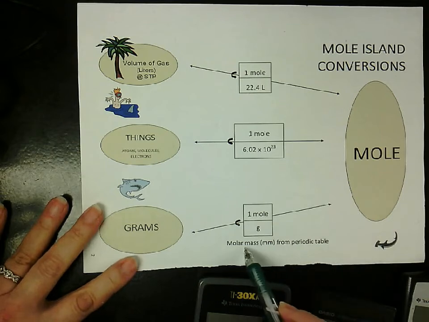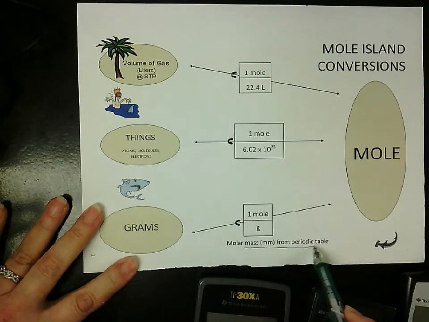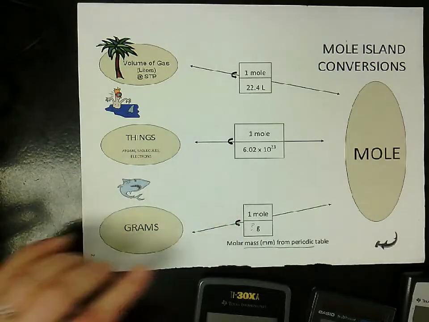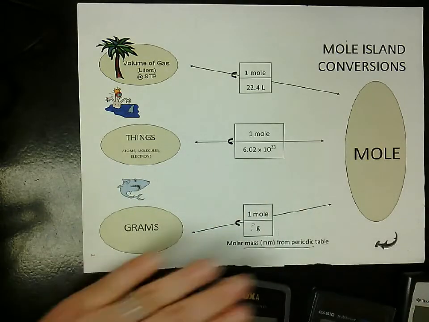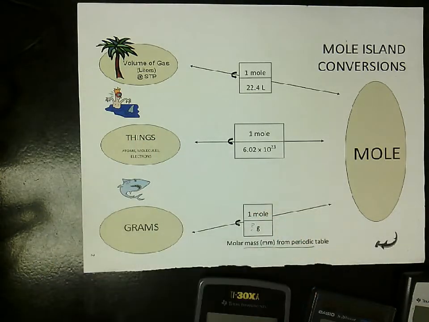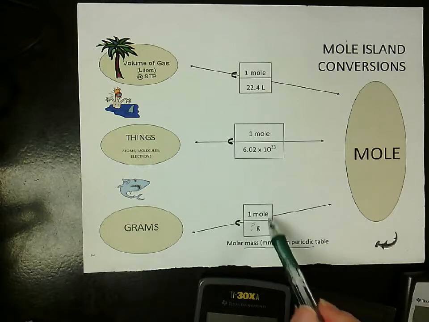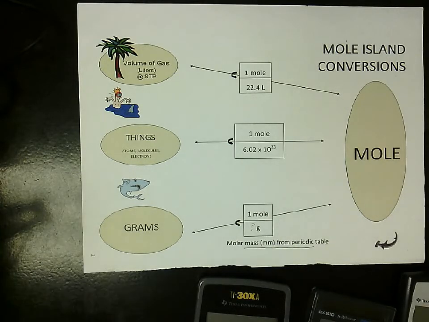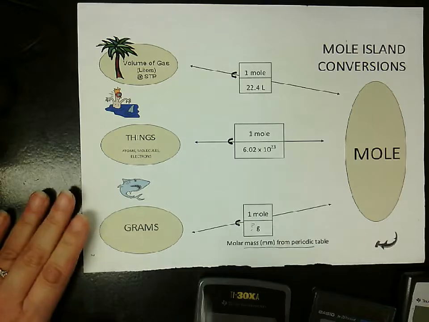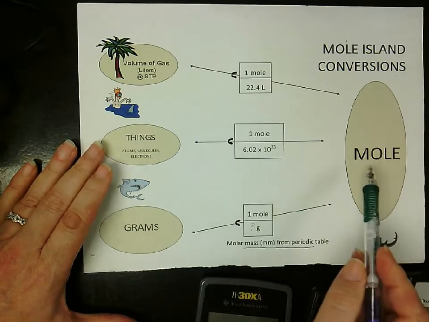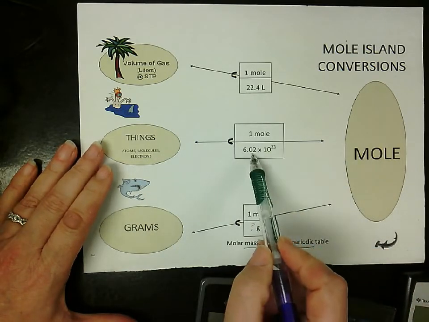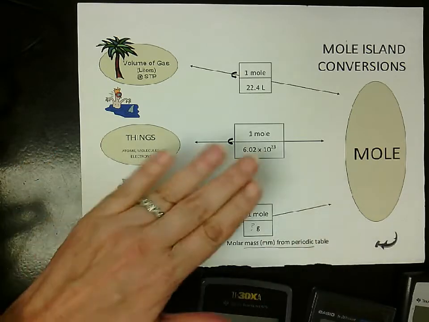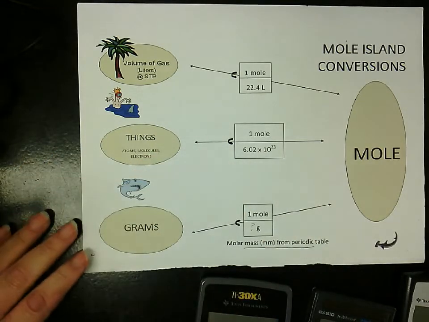And I remind you where to get that number of grams from the periodic table. Okay, now this is an island, this is a life raft, and it can flip. Whether moles or grams is on top in this life raft, you have to figure that out by setting up the problem. And we'll do that in a moment. If I'm going from things to moles, there are 6.02 times 10 to the 23rd things for every mole. And remember, this can flip as well.